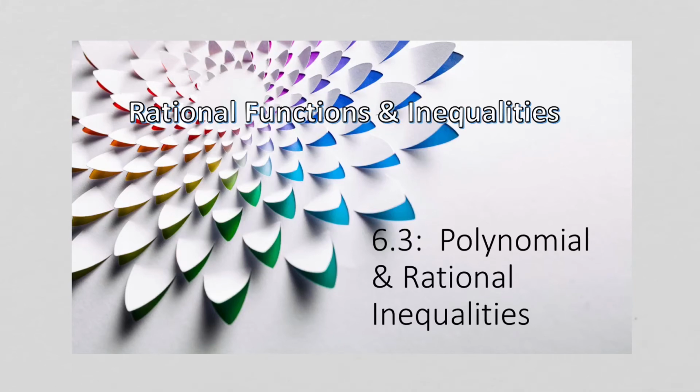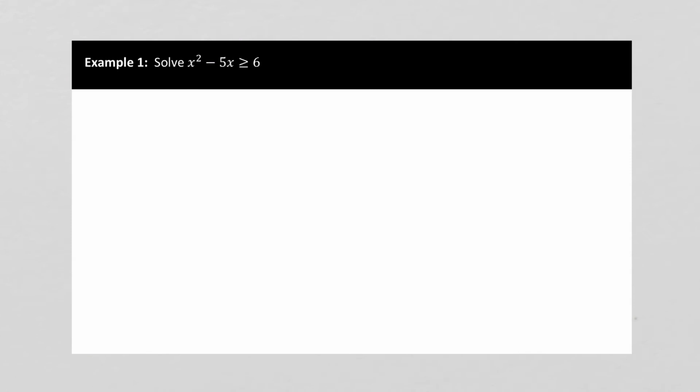Now we're going to look at how to solve polynomial and rational inequalities algebraically. So the first one we have is x squared minus 7x is greater than or equal to 6.